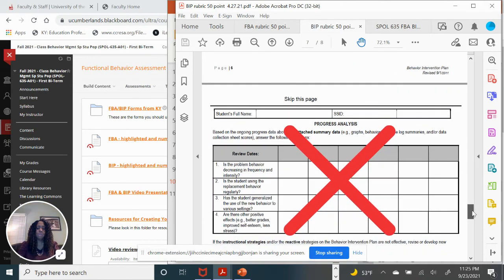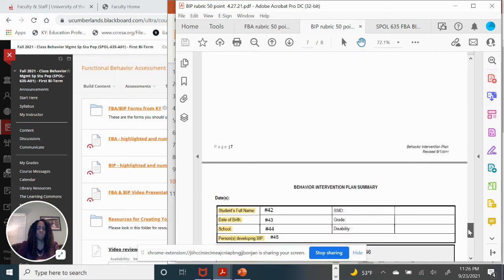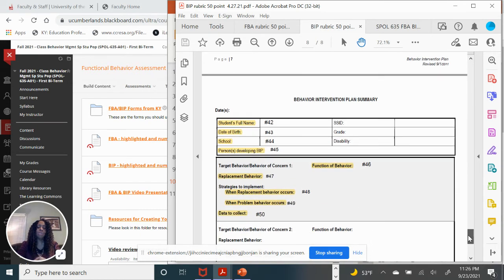This section here, you're going to skip because obviously, with a one-time observation, you don't have the opportunity to tell me how you're analyzing the child's progress because you observed him one time. So you're skipping that section as well. The behavior intervention plan summary, it's truly what it says. You're summarizing all the information that you had before.